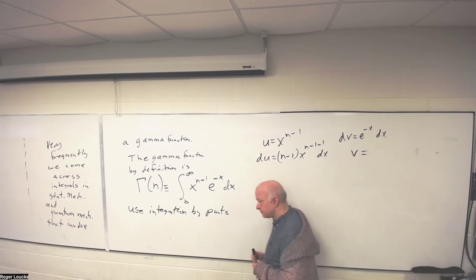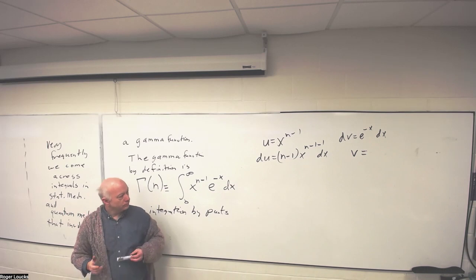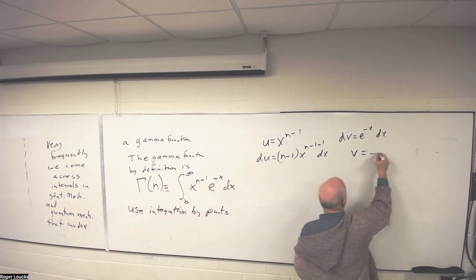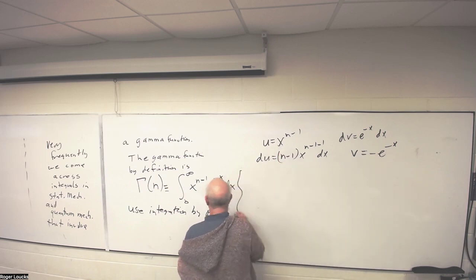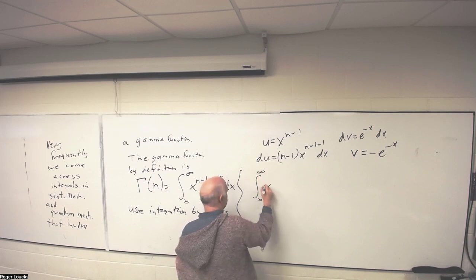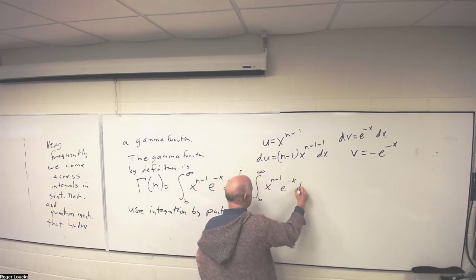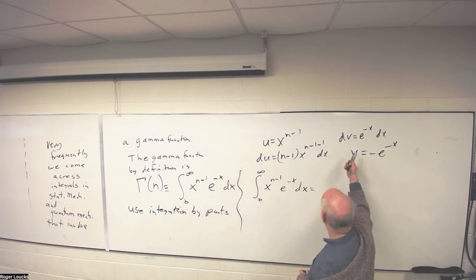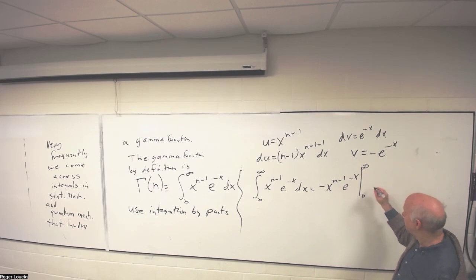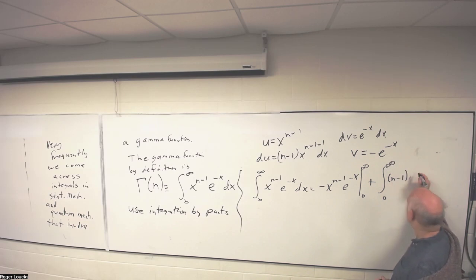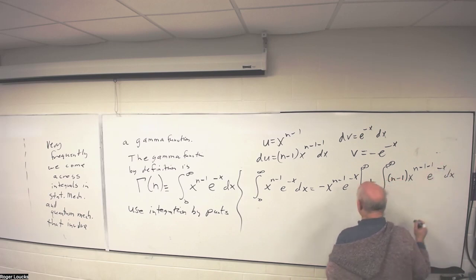And what is v then? Minus e to the minus x. Then what do you do? You do this. So we have our integral here. What do we have? We have this times this. So this would be minus x to the n minus 1, e to the minus x evaluated from 0 to infinity. Then minus a minus plus integral from 0 to infinity of n minus 1 times x to the n minus 1 minus 1, e to the minus x dx.